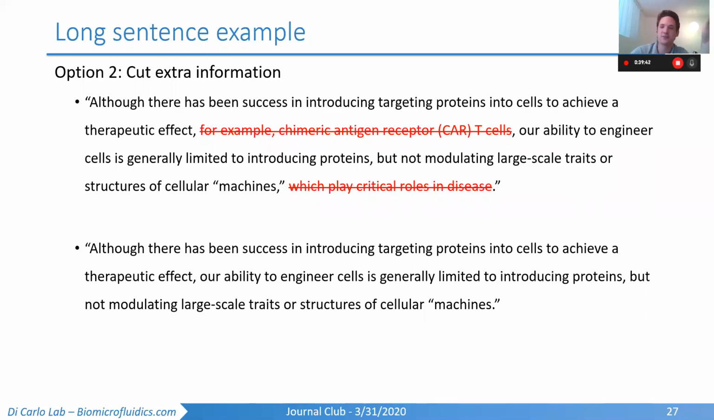Cool. And of course, option 3 is just to leave it as it is. Sometimes it's fine. Sometimes in order to be more accurate, we have to use longer statements or structures. But I think in general, it's good to try and make things more concise and easier for the readers to follow or understand.